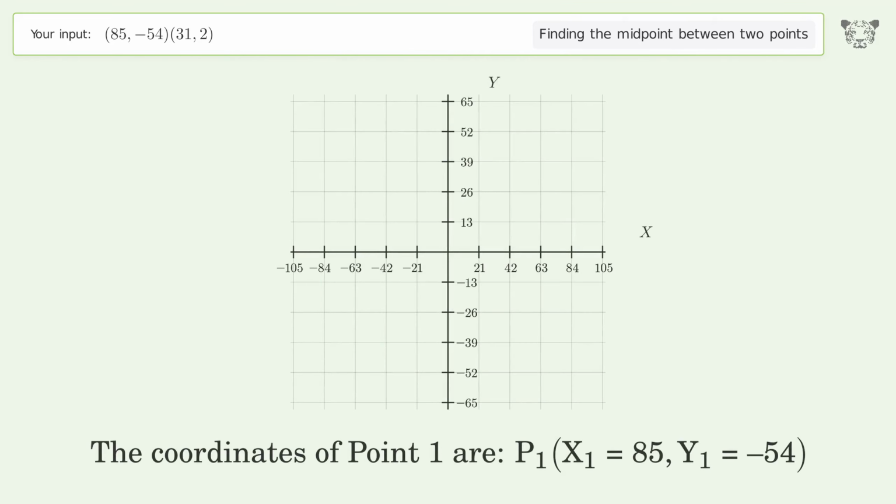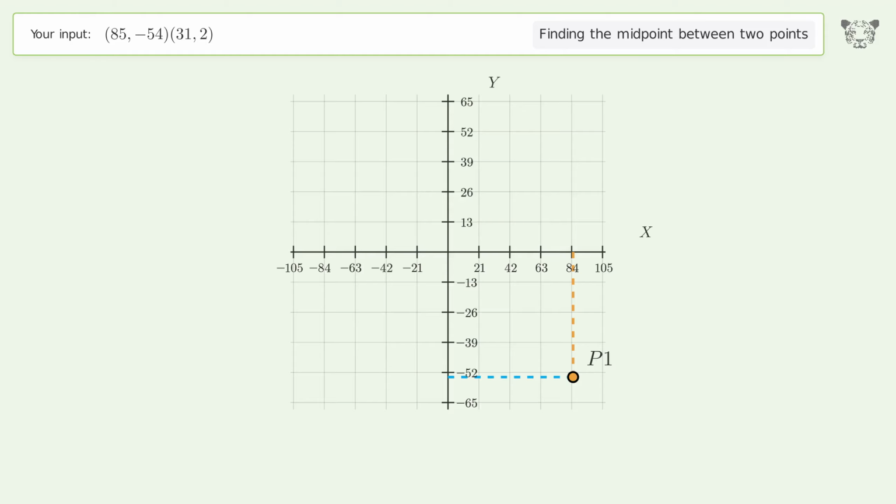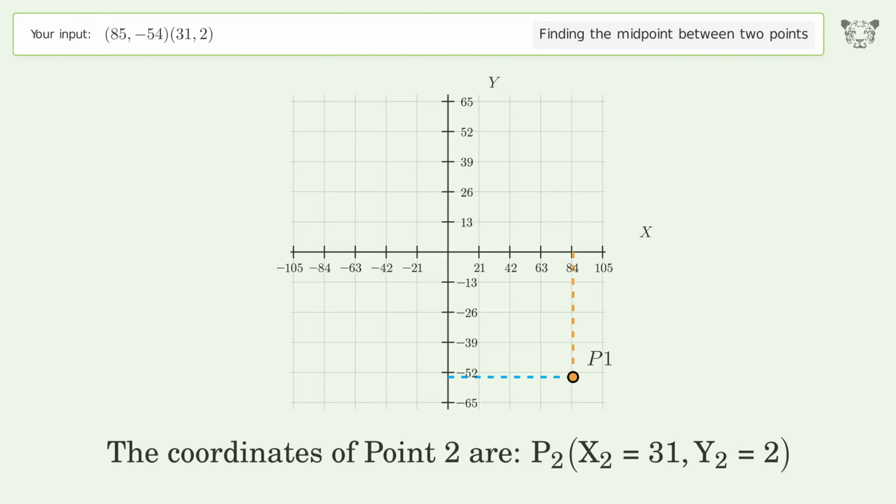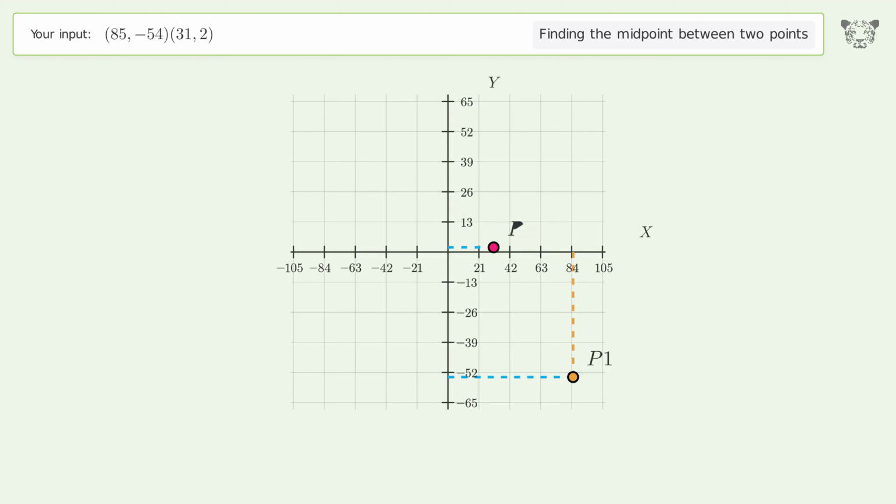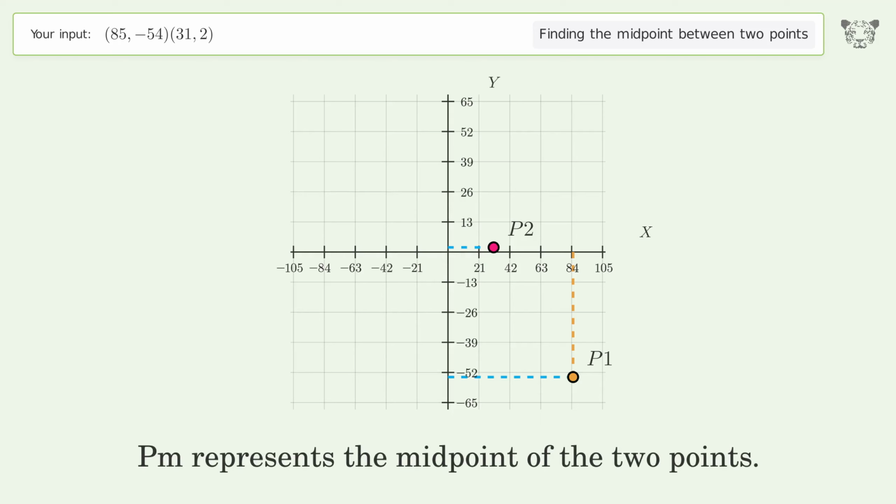The coordinates of point 1 are x1 equals 85, y1 equals -54. The coordinates of point 2 are x2 equals 31, y2 equals 2. PM represents the midpoint of the 2 points.